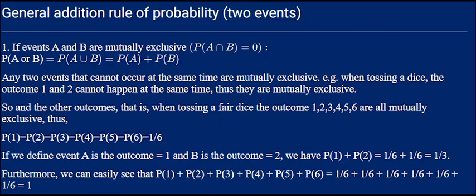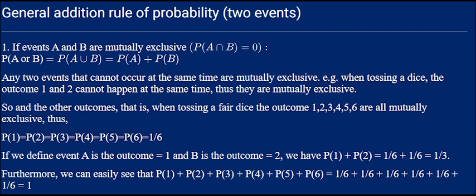The general addition rule of probability for two events. If events A and B are mutually exclusive, meaning any two events that cannot occur at the same time, then they are mutually exclusive. For example, when tossing a dice, the outcomes 1 and 2 cannot happen at the same time, so they're mutually exclusive. In fact, when tossing a fair dice, the outcomes 1, 2, 3, 4, 5, and 6 are all mutually exclusive.